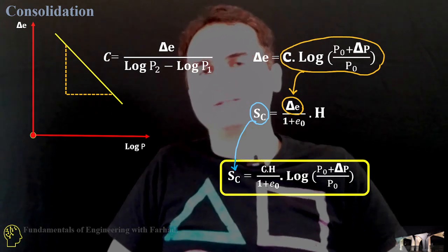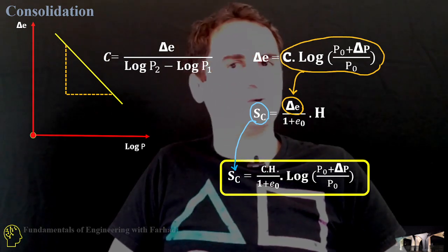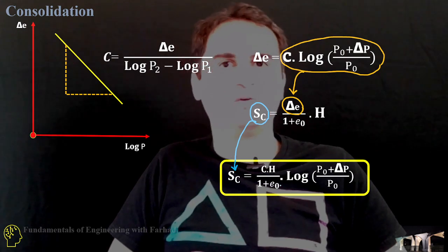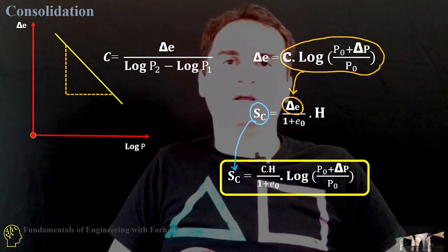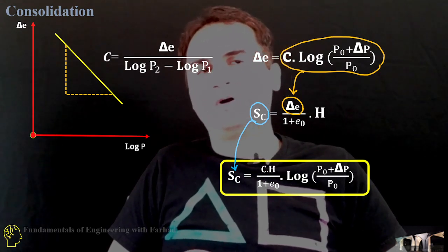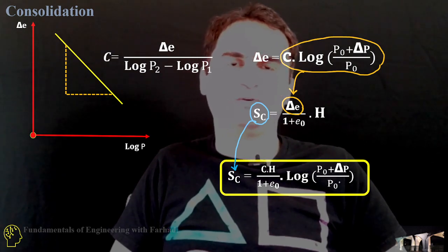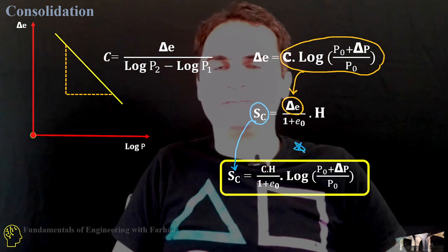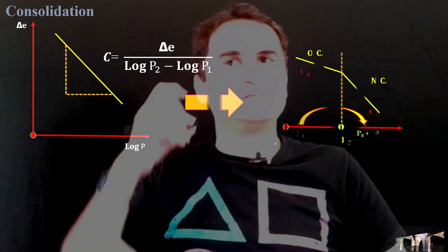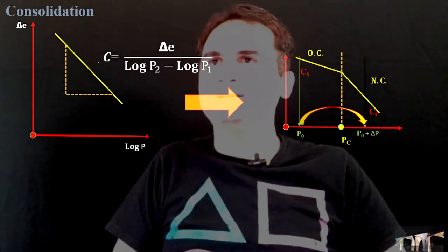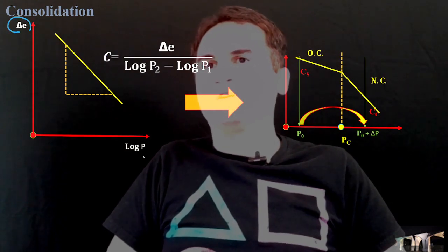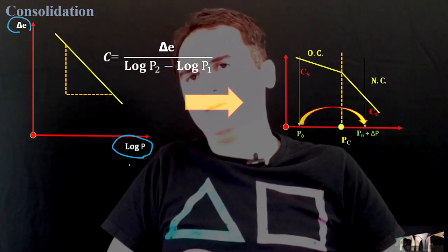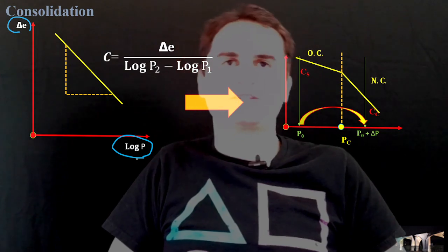If you replace delta e in the second equation and rearrange it, it says consolidation settlement is a coefficient times the height of the soil layer over 1 plus initial void ratio, times log of P naught plus delta P over P naught. So let's see how we can interpret this equation. Let's see the variation of delta e and the logarithmic scale of effective stress.